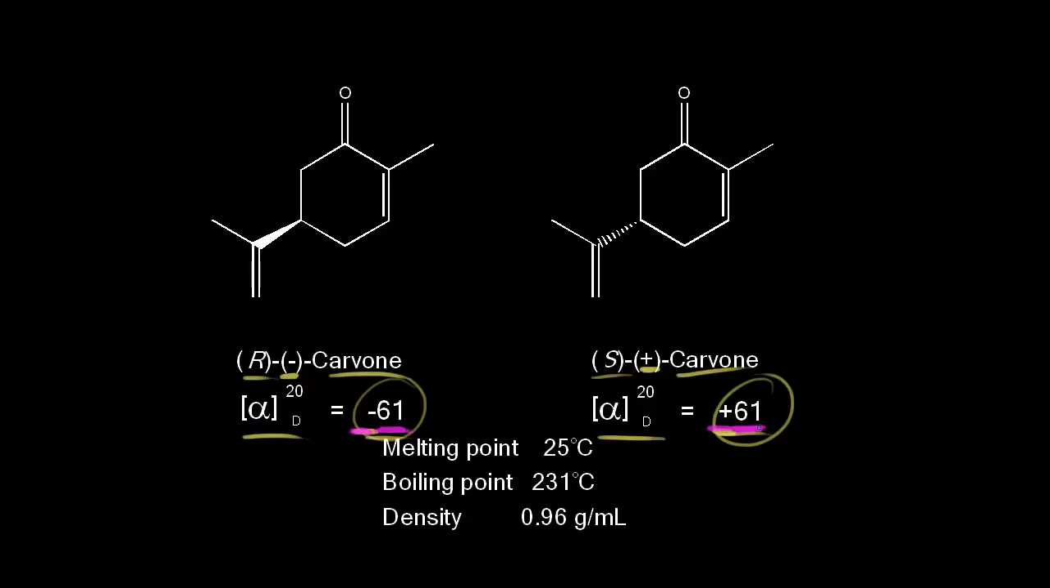Louis Pasteur was the first one to realize this relationship, so pretty amazing that he was able to figure this out. Also, I wanted to point out that R and S have nothing to do with negative and positive. The fact that this is S-carvone has nothing to do with the fact that this is positive. R and S are used to assign a configuration to a chiral center, and the negative and positive specific rotations have to be determined experimentally. So we've seen that chiral compounds are optically active, but achiral compounds are not.